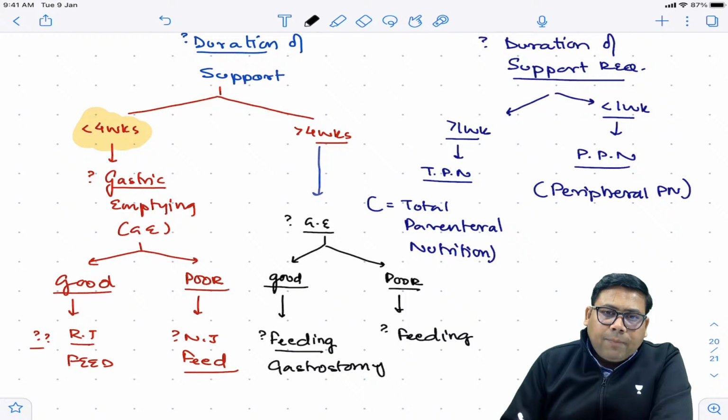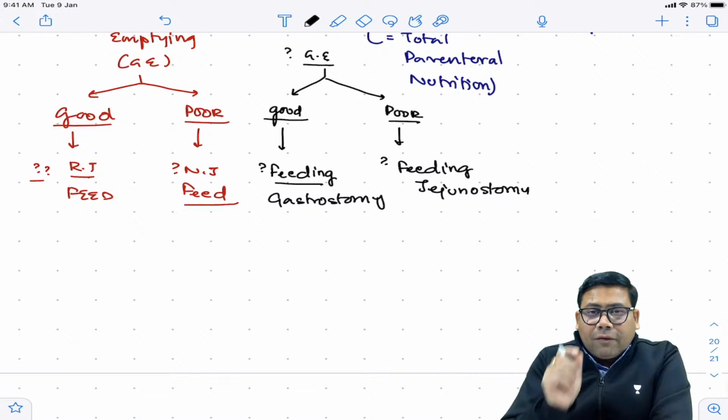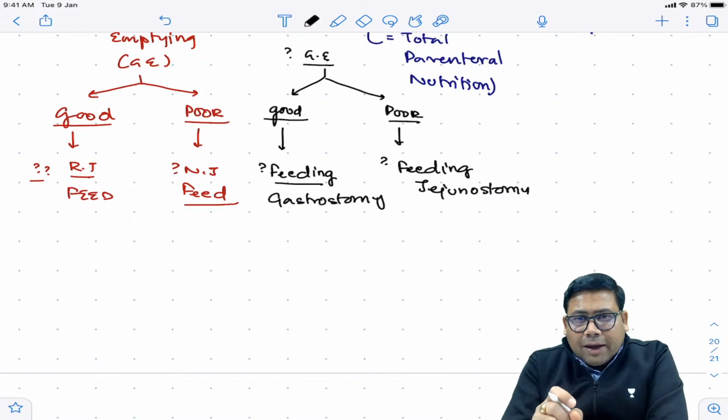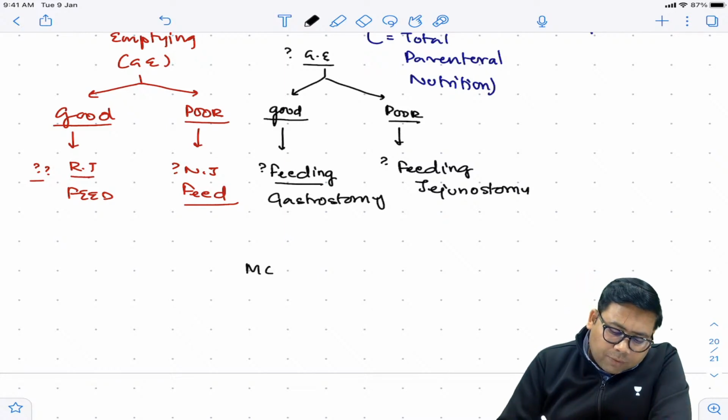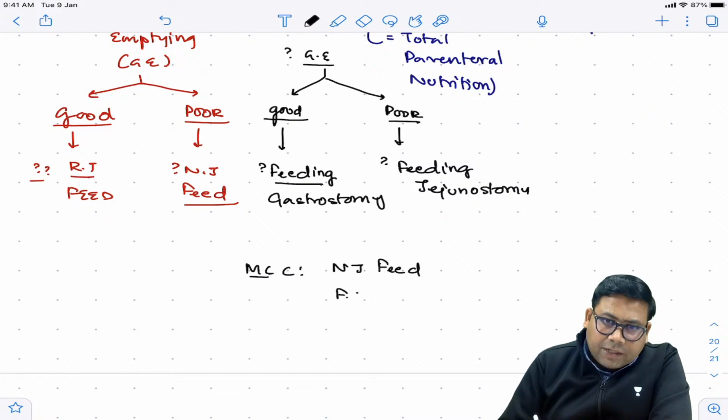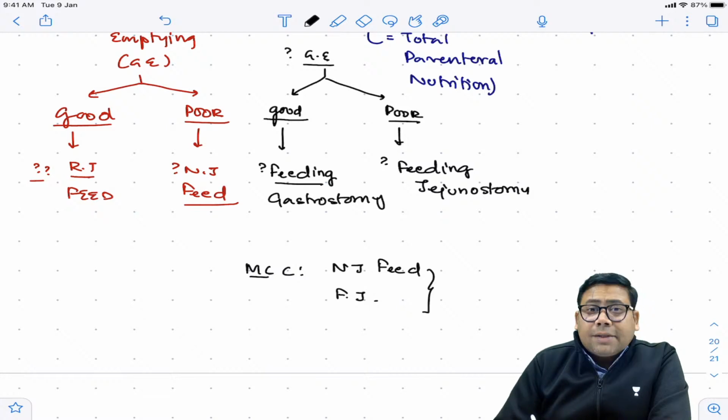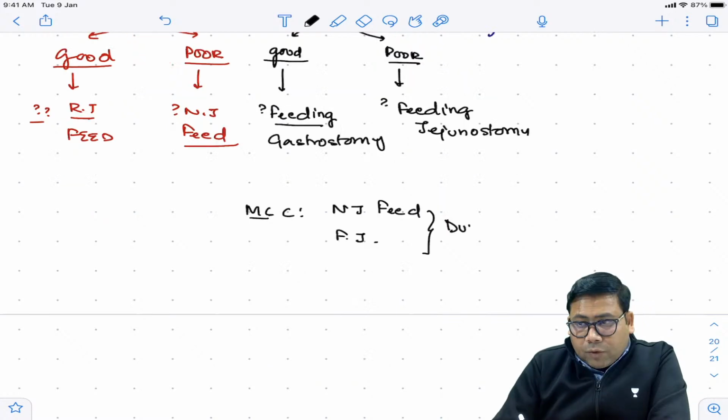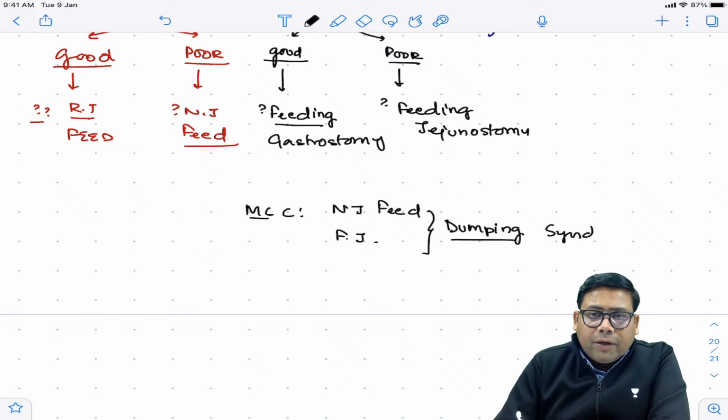Now, do you know what is the big complication associated with feeding jejunostomy, and the same is associated with the NJ feed? When you are giving carbohydrates directly into the small intestine, there is an increased risk of dumping syndrome. So, what is the most common complication associated with NJ feed? And the same is the complication with feeding jejunostomy. The answer is, and this is very important, dumping syndrome. Dumping syndrome is very common and evident.